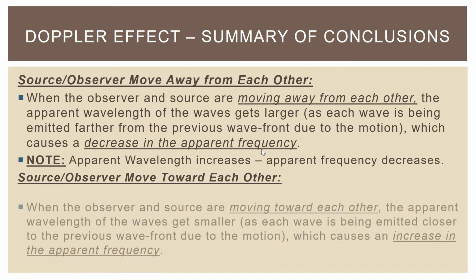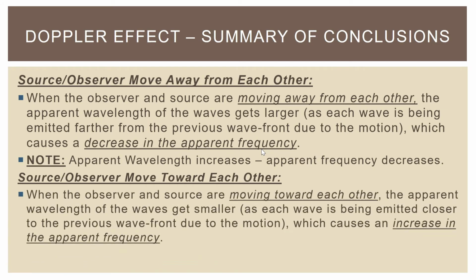Moving on, the next case we want to discuss here is the source and the observer moving toward each other. When the observer and the source are moving toward each other, the apparent wavelength of the waves gets smaller. That makes sense based on what we said about the first case, because each wave is being emitted closer to the previous wavefront due to the motion. So this source sends out a wave, moves toward it, and then sends out another one. And so they start to bunch up, as hopefully you saw in the simulator.